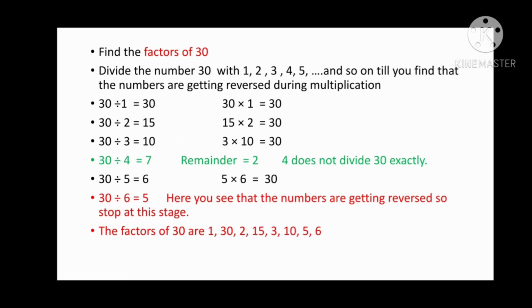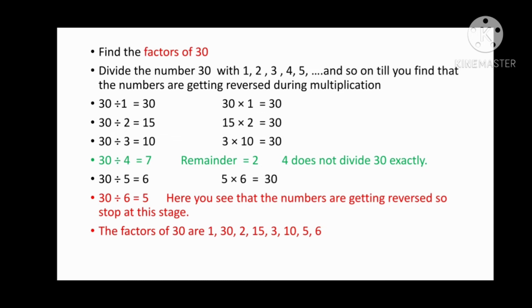The remainder is 2. That means 4 is not dividing 30 completely. 30 is not getting divided by 4 completely. It is leaving 2 as the remainder. That means 4 is not a factor of 30. Then 30 divided by 5, we get 6. We all know the multiplication tables and the relation between division and multiplication, right?